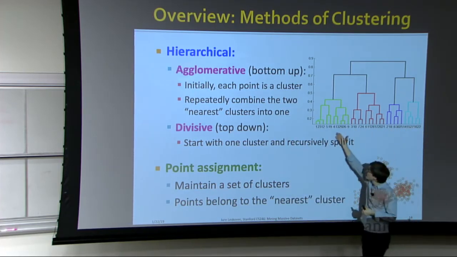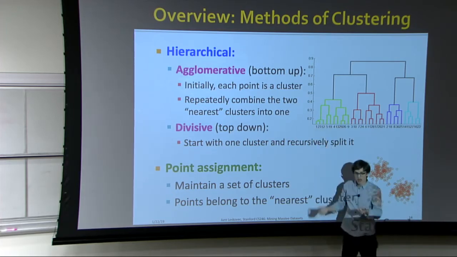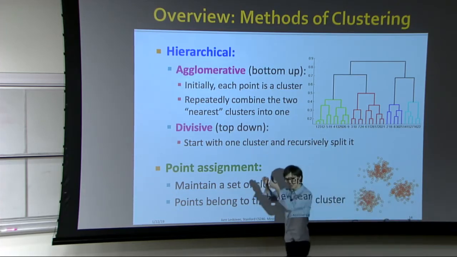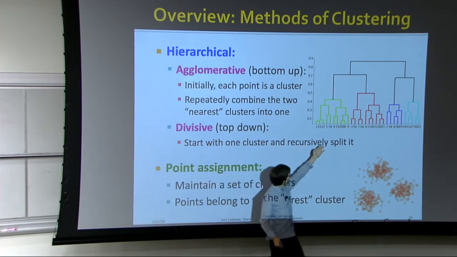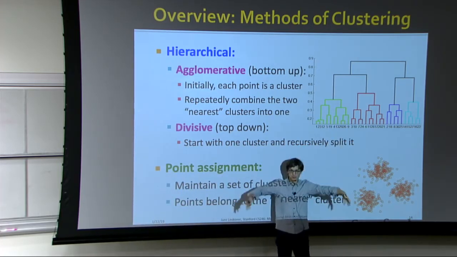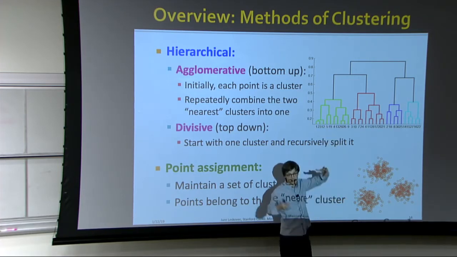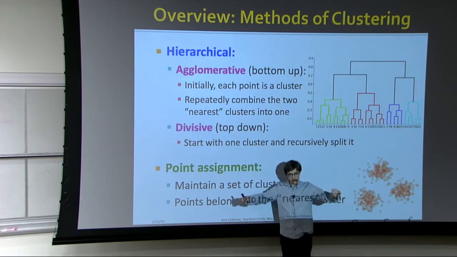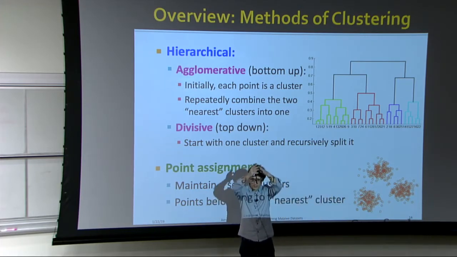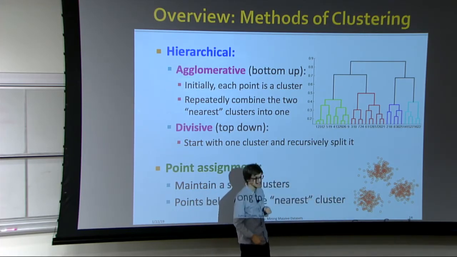Where I have my data points at the bottom, and this shows how these data points are being combined into clusters that are bigger and bigger. And of course, you can create this dendrogram top down, where you would say, first, I'll take all my data, split it into two clusters. I will take each of the clusters and further split them into two. And you keep doing that, and you create this tree of how clusters are split.